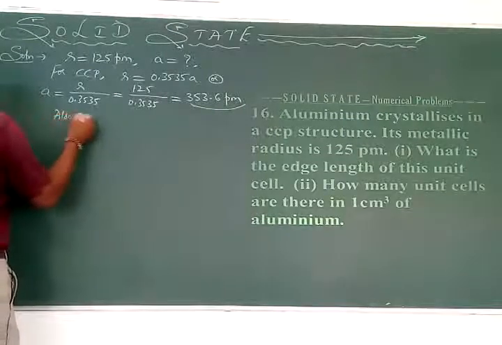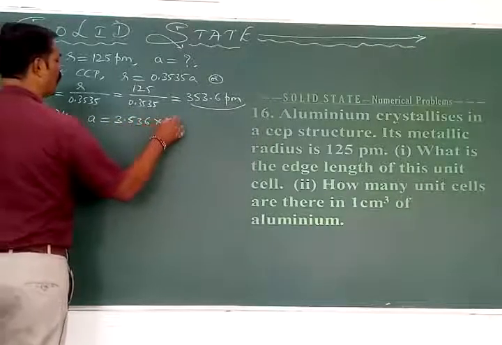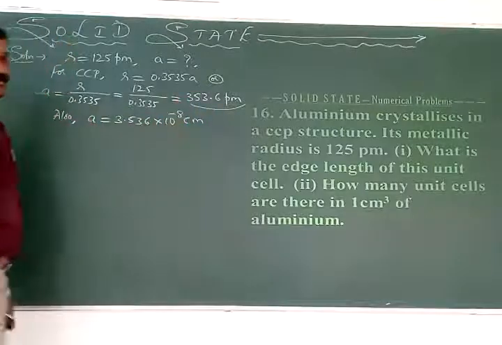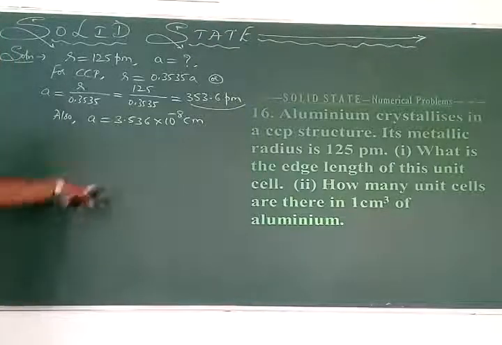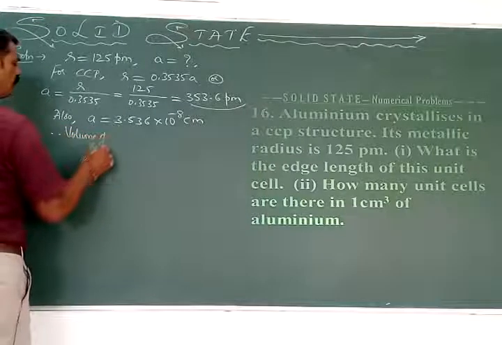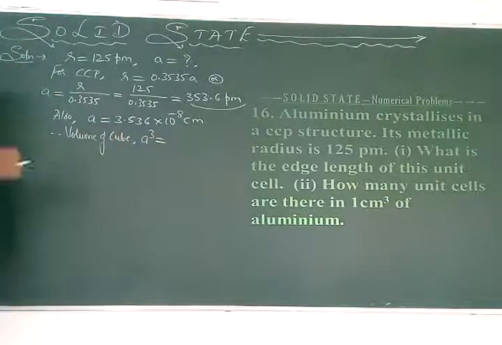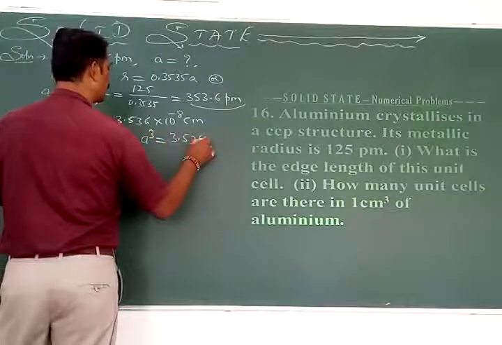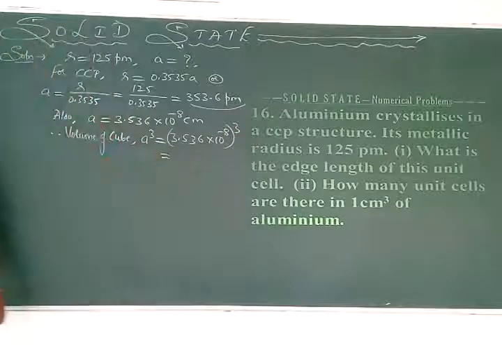A can also be equal to 3.536 into 10 to the power of minus 8 in terms of centimeter. If it is in picometer, to convert that into centimeter we move 10 decimal places, that is into 10 to the power of minus 8. Therefore, what is the volume of the cube? Volume of the cube is A cube. What is the A cube value? 3.536 into 10 to the power of minus 8, whole cube.